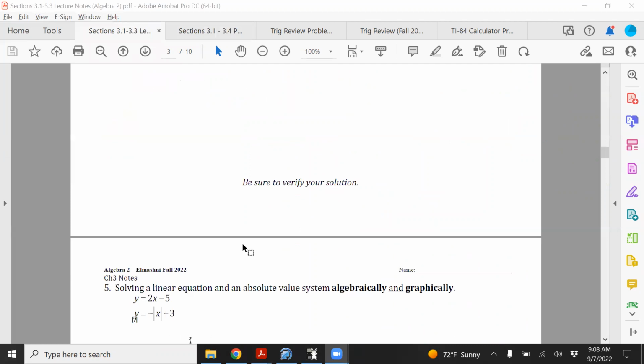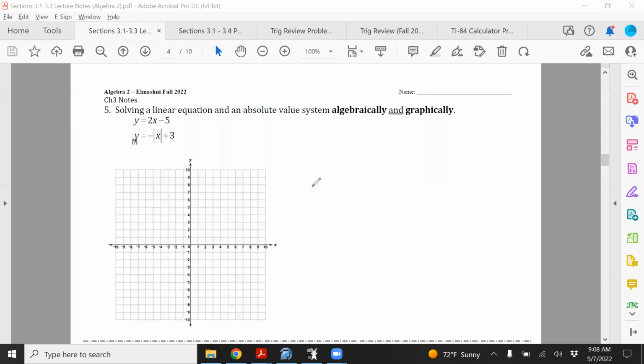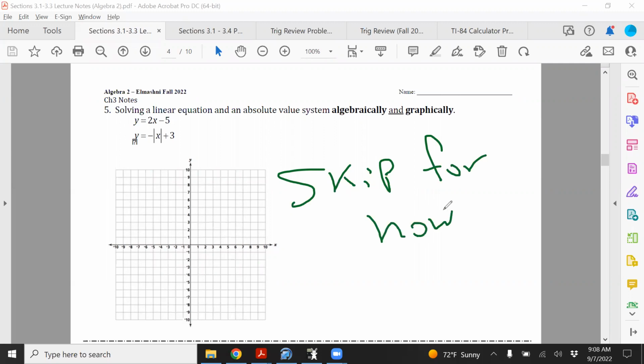I'm gonna skip this problem. Let's skip number 5 for now. Algebraically, if you get, like, 2x minus 5 equals negative absolute value of x, you do go with the two values. But you'll have to check your work afterwards. Both answers could be valid, but you have to check both of them. We'll talk about it on Friday. So we'll skip 5 for now.